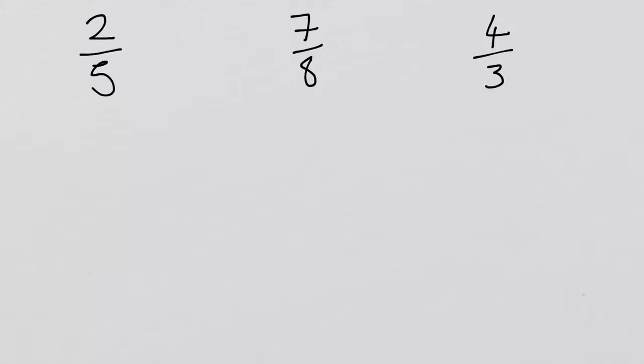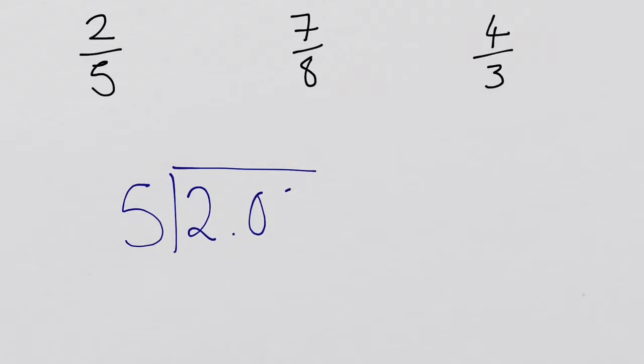To change fractions into decimals, we have to use the bus stop method. So if we just draw a bus stop, the bottom number goes on the outside, top number on the inside, and we'll put a few zeros. So if you're not sure about the 5 times table, you can write it out at the side.